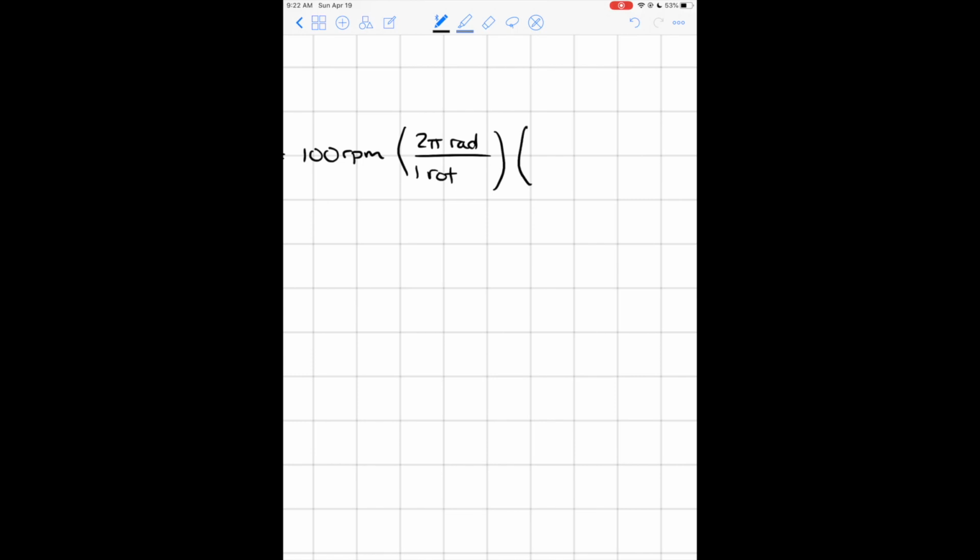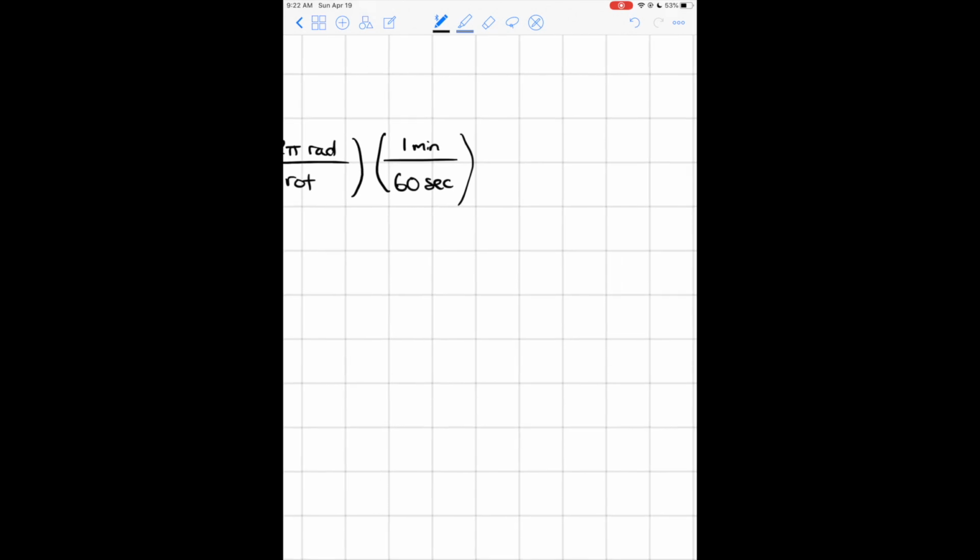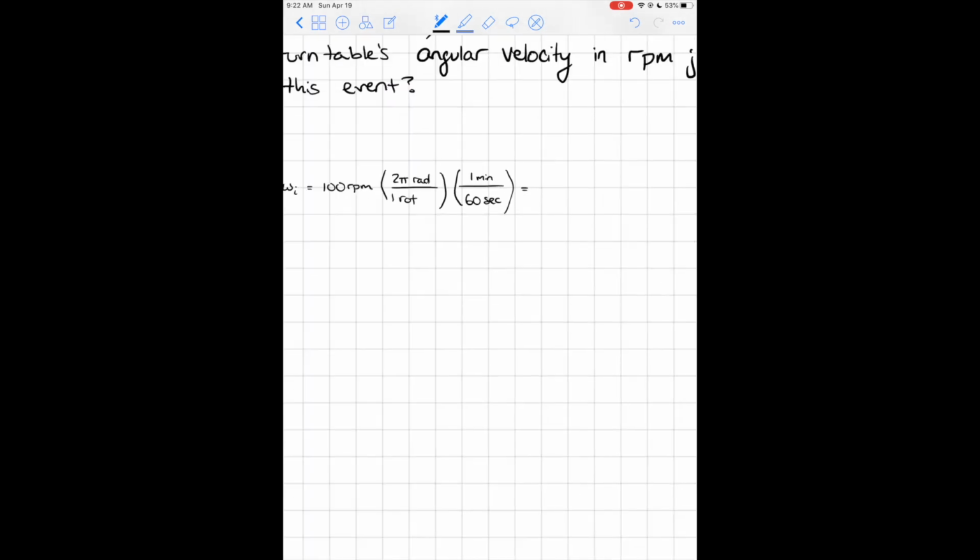So I have per minute, so 1 over minutes. That means I need to have a minute up here, and that gives me 60 seconds down here, right? And so the final amount, if we multiply this through, is 10.5 radians per second. All right, so that's my initial angular velocity of my disk.